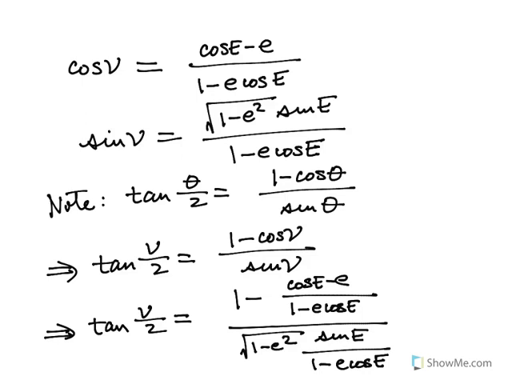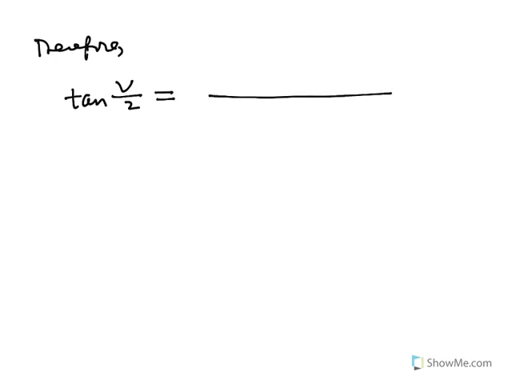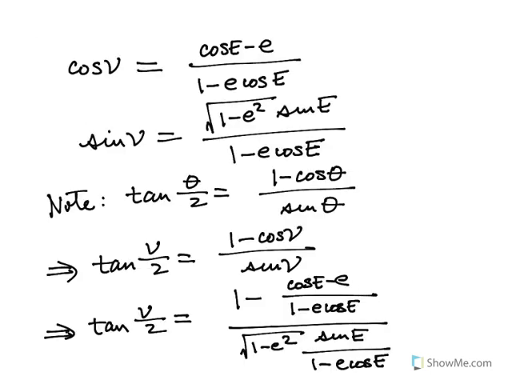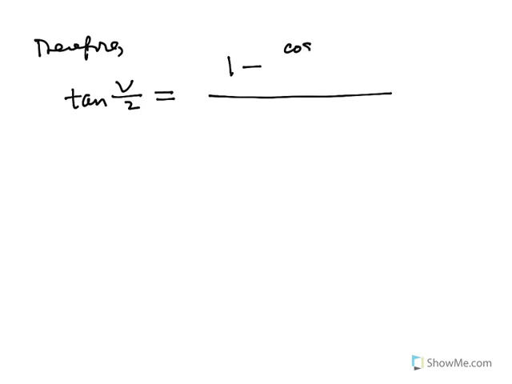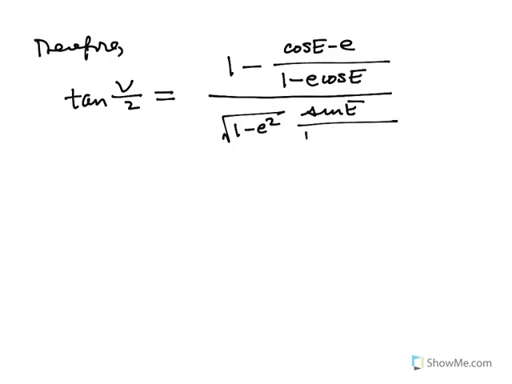Now, perhaps it's a little better to write this again a little bit bigger on the next page. So we're going to get the tangent of nu over 2 is equal to, let's just write it bigger so we can see it a little more clearly, 1 minus cosine E minus e, all divided by 1 minus e cosine E, and the whole thing is divided by the square root of 1 minus e squared times the sine of E, all divided by 1 minus e cosine of E.